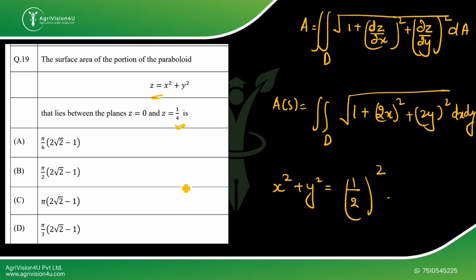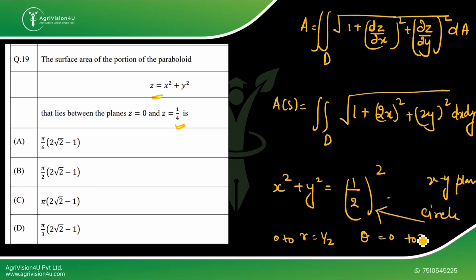So it means it is a circle. The projection of the paraboloid on the xy plane is a circle. So this is the equation for the circle. Now, what is r? r will be from 0 to 1 by 2. And obviously, you know that theta will be from 0 to 2 pi. So you can convert this xy into r theta form. Here, if you write it again, it will become like this.